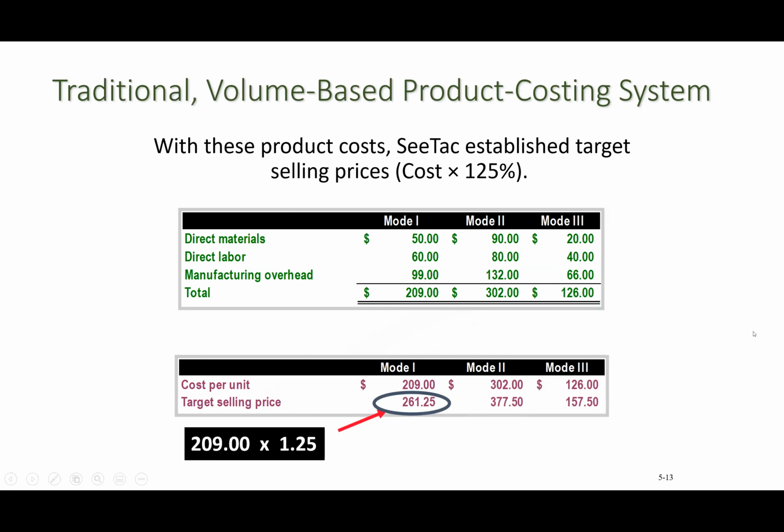So in this case, our total cost per unit for Model 1 is $50 direct material, $60 direct labor, plus the $99 overhead cost we allocated based on the direct labor hours. So the total cost is $209. Model 2 is $302, and Model 3 is $126. If the company tries to price the product by adding 25% on top of the cost, then the target selling price will be $261.25 for Model 1, $377.50 for Model 2, and $157.50 for Model 3. So this is our traditional system.